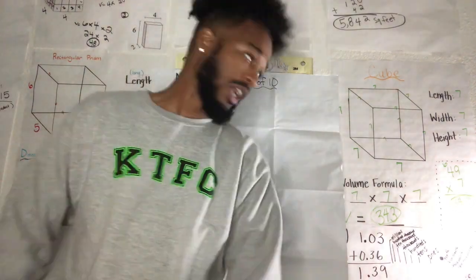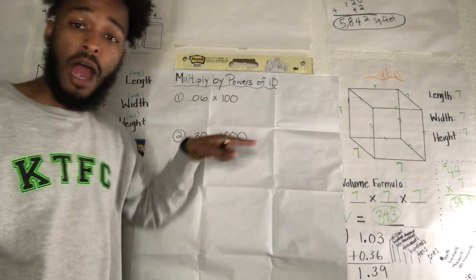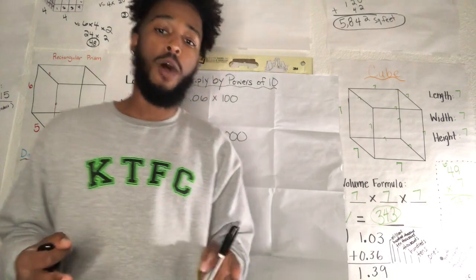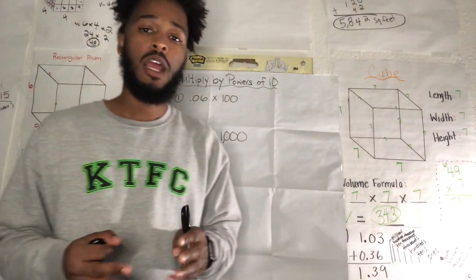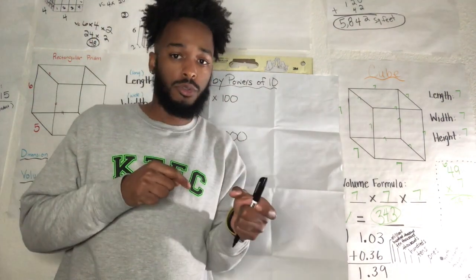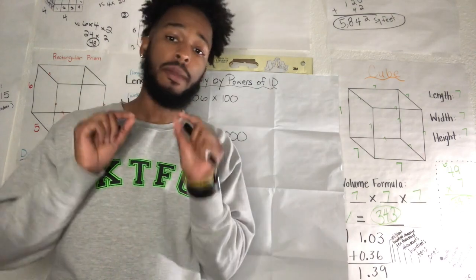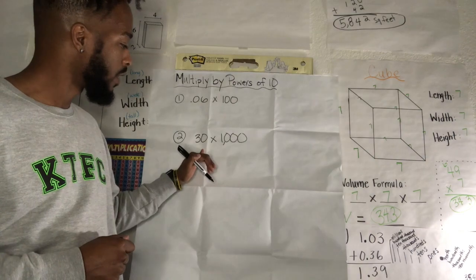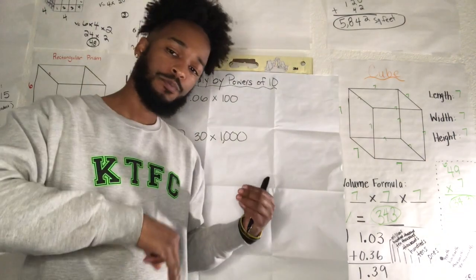Today we're going to be talking about multiplying by powers of 10. If you were with me on Friday, we talked about multiplying by powers of 10, but that involved decimals. So today we're going to use the same exact rule, but when multiplying whole numbers.